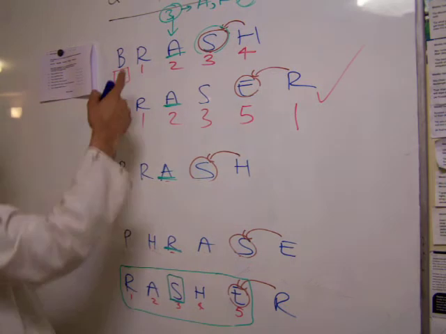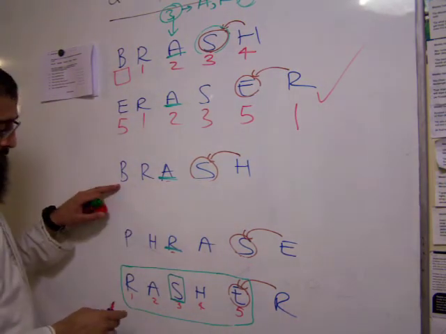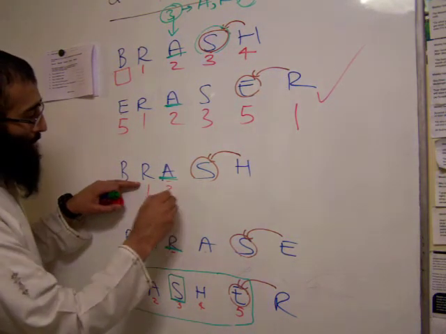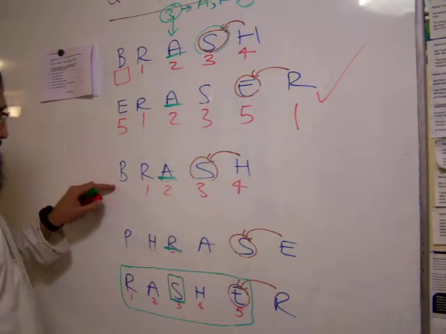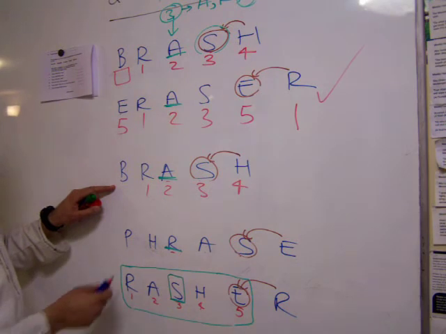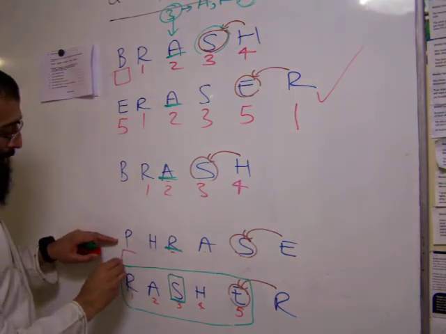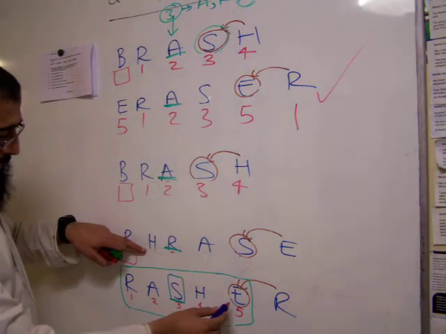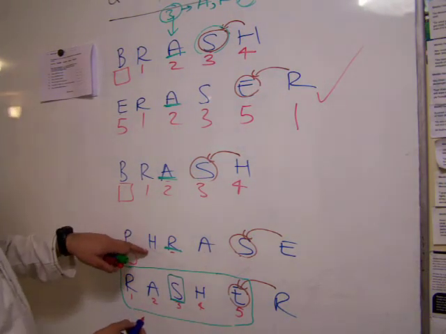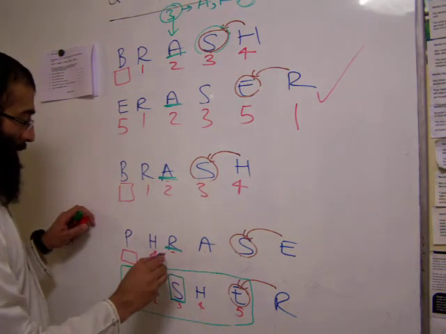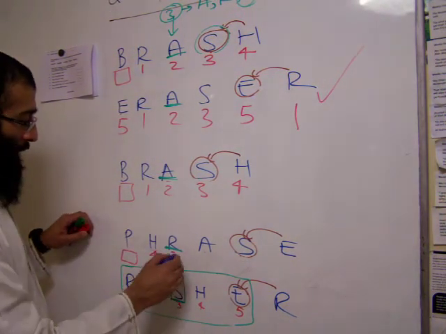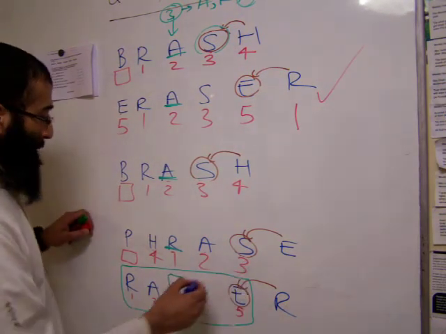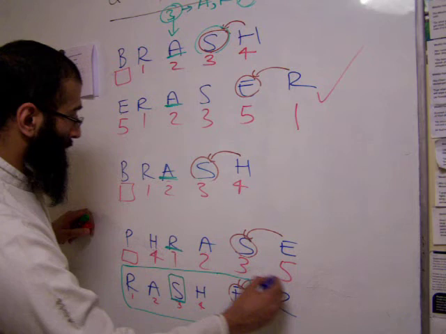That one's got one number missing. This one we got brash. So we got R-A-S-H. So that's going to be a 1, 2, 3, 4. The B we don't know at the moment. Then we have phrase. We don't know the P at the moment. Okay, H is a 4. And R is a 1. A is a 2. S is a 3. And the E is a 5.